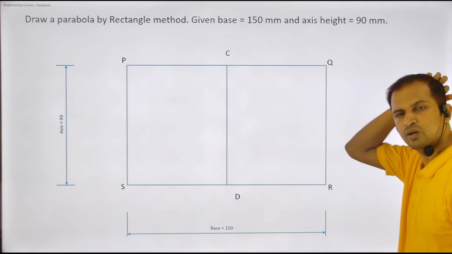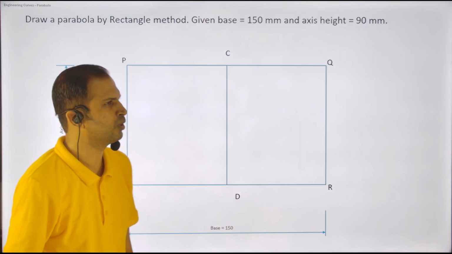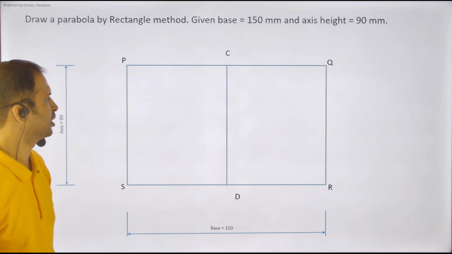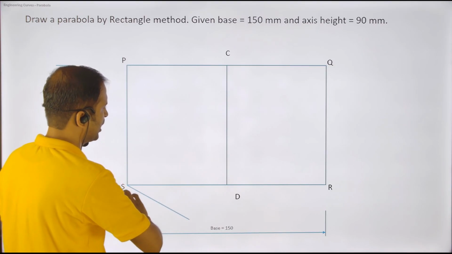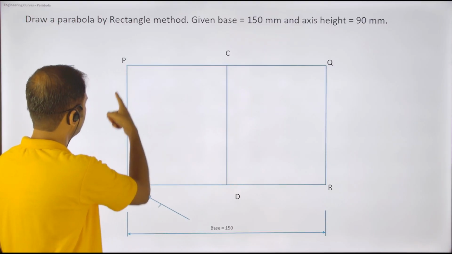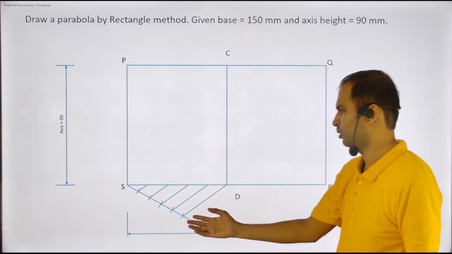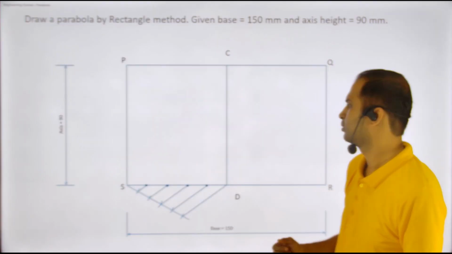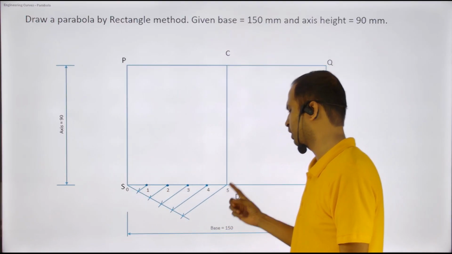So now we are going to divide the whole rectangle into 2 equal parts. Once divided into 2 equal parts, we name the parts P, Q, R, S, and CD is the middle part. Then we divide this part into 5 equal parts, and we do the same thing over here. This is a simple process which we know. You are aware how to do this. So 1, 2, 3, 4, 5. Then I've named them points 0, 1, 2, 3, 4, and 5.